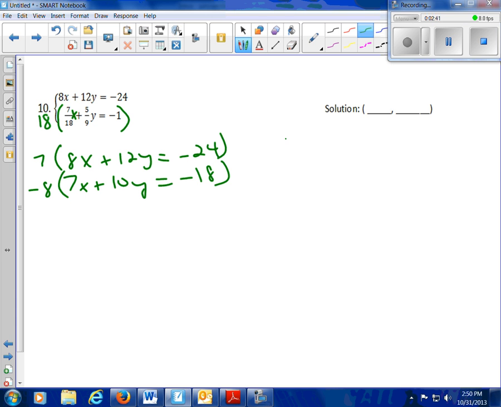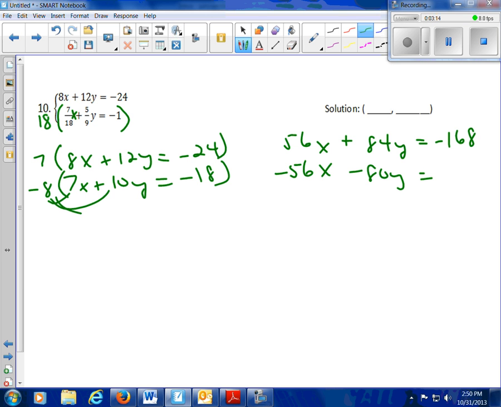7 times 8 is 56. 7 times 12 is going to give me 84y. And then 7 times 24 is going to give me 168. And it's a negative 168 because positive times a negative gives me a negative. Now looking at the bottom, negative 8 times 7 is going to give me negative 56. Negative 8 times 10 gives me negative 80y. And then negative 8 times negative 18 is going to give me a positive 144.